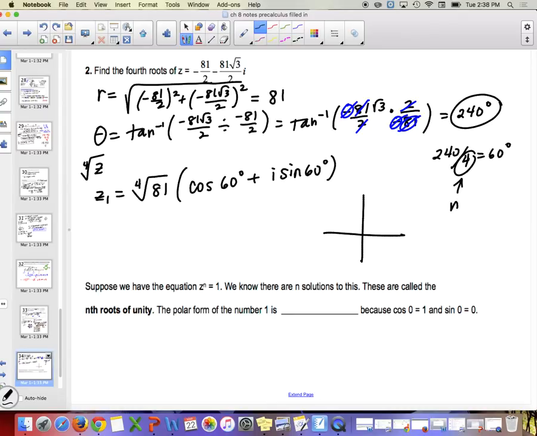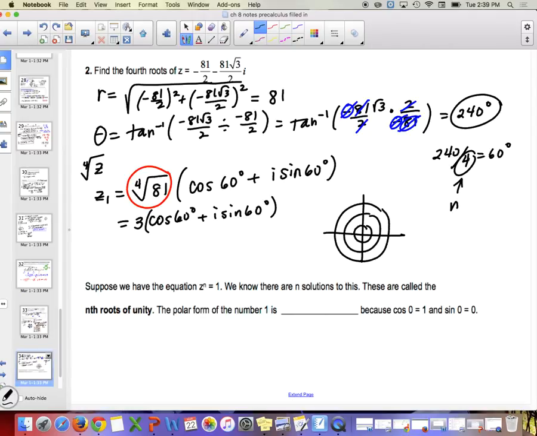So if I was sketching it out, what's the fourth root of 81? Anybody know that off the top of their head? 3. Yep, it's 3. So I'm going to have 3 cosine of 60 plus I sine of 60. And with the polar coordinate grid, it's going to be right here. Okay, that's the first answer.